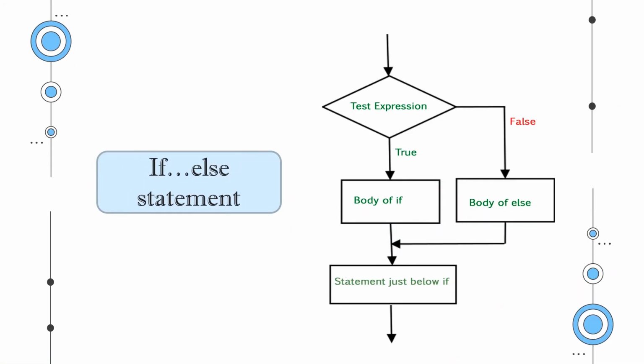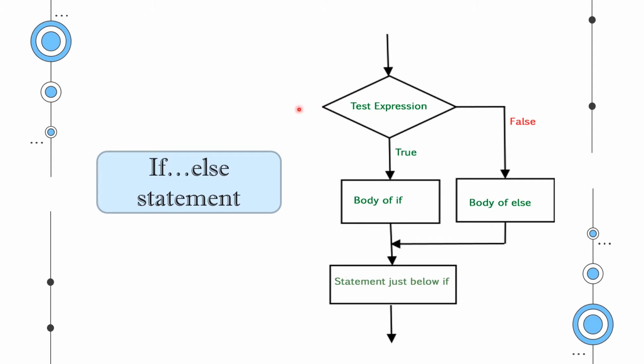While using the if statement, if the condition is true, it will execute a block of statements, and if the condition is false, it won't. But what if we want to do something else if the condition is false? So here comes the else statement. We can use the else statement with the if statement to execute a block of code when the condition is false.